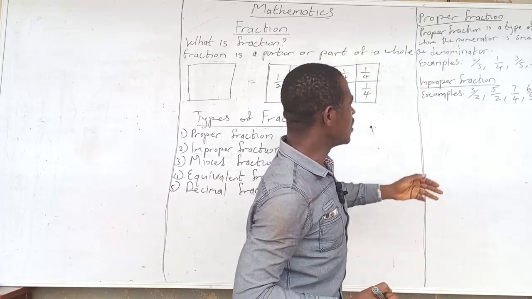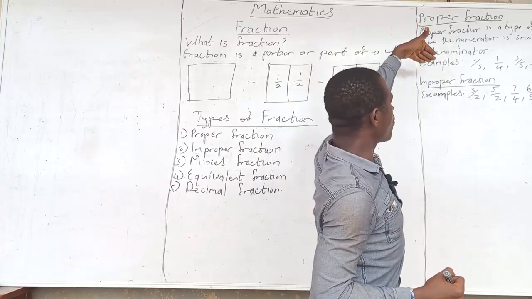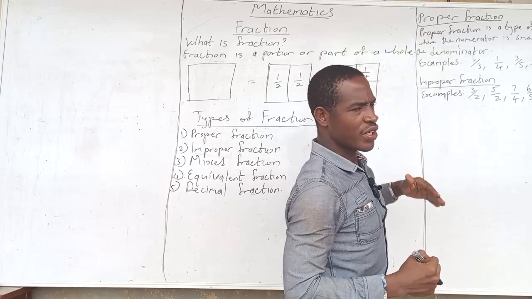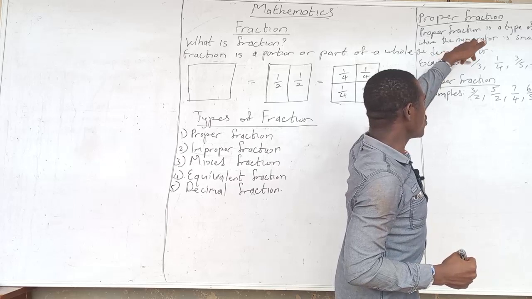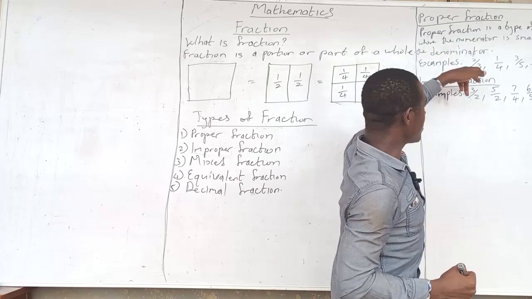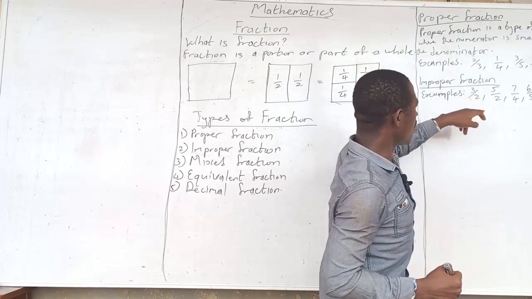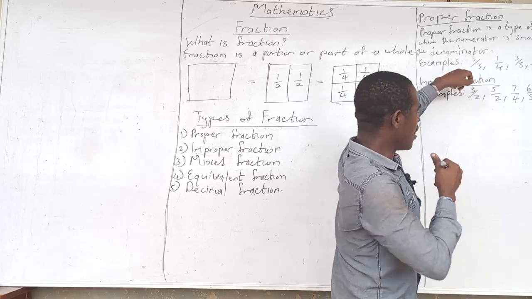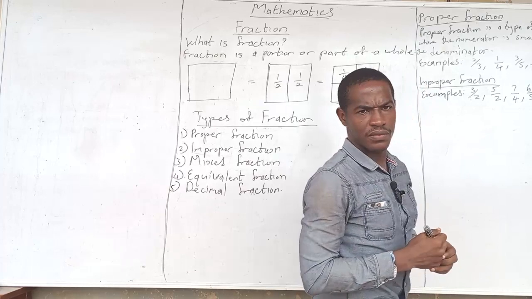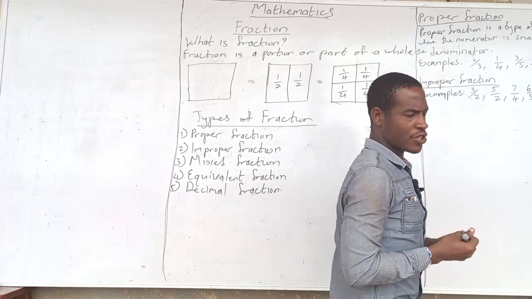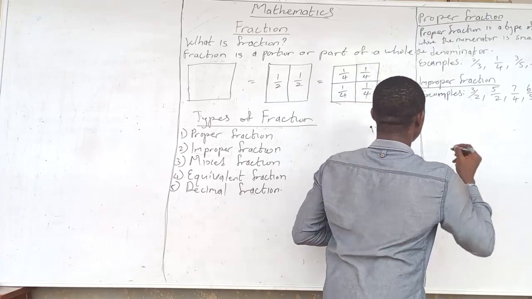Now, if you look at the proper fraction and the improper fraction, we can see that the difference between them is that here in the proper fraction, our numerators are smaller, and here in the improper fraction, our numerators are bigger. Now, let's talk about mixed fraction, where we'll be stopping for today.